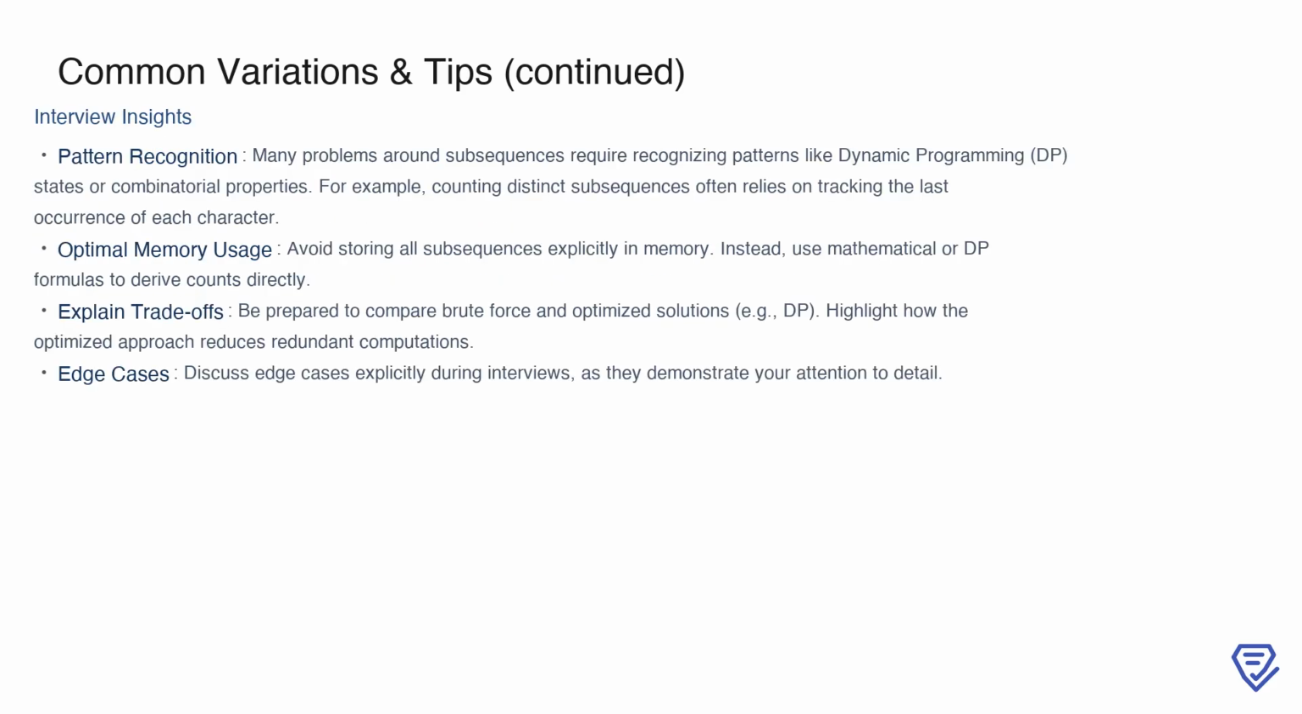Now, from an interview perspective, understanding patterns is vital. Many subsequence-related problems, including this one, rely on recognizing patterns such as dynamic programming states or combinatorial properties. For example, counting distinct subsequences often involves tracking the last occurrence of each character. Another critical point is to use memory efficiently. Instead of storing all subsequences explicitly, which can be impractical, leverage mathematical formulas or dynamic programming to compute counts directly.